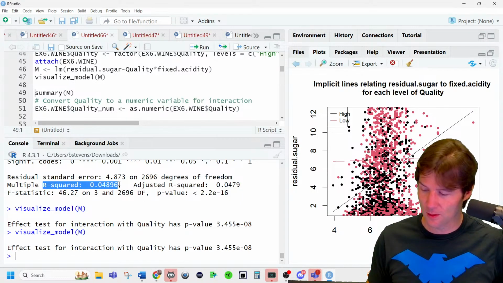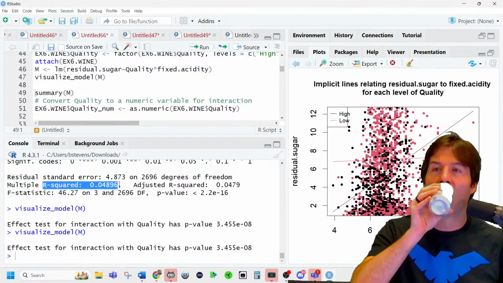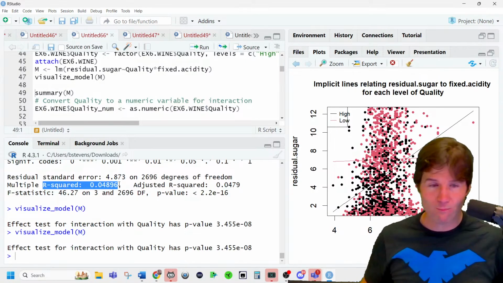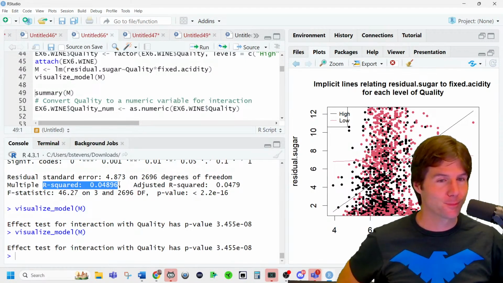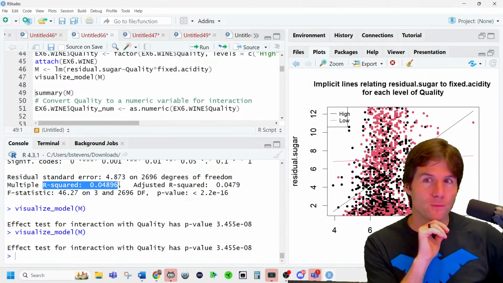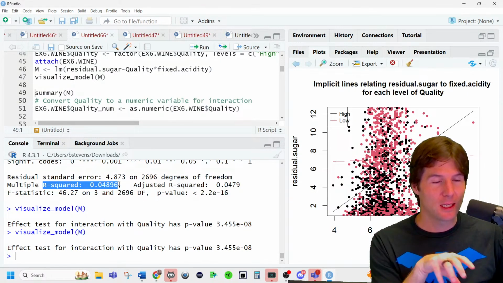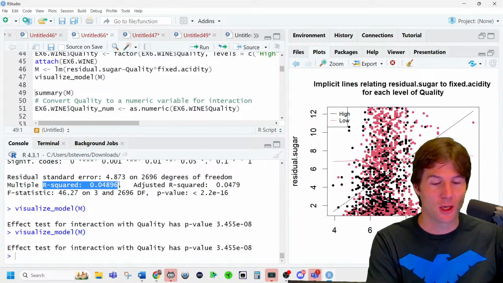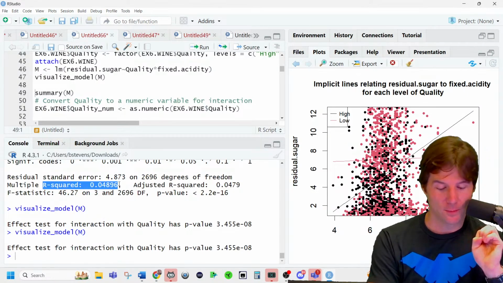We use the multiple R squared. You can round it to 5%. And R squared is not R. R squared is not R. So what's the interpretation? 4.896% of the variation in quality can be explained by the variation in the X's in the model.